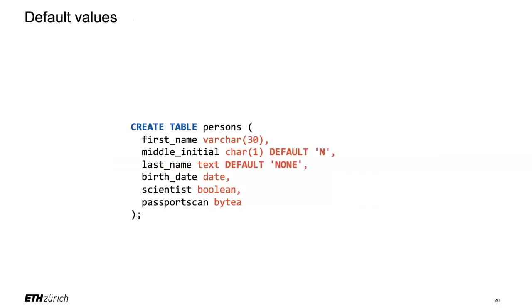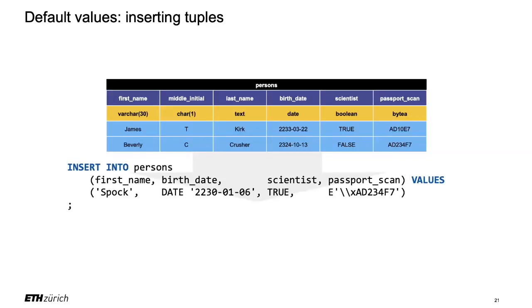Okay. All right, so now I'm saying if I don't specify any middle initial or last name, then I want my middle initial to be N and my last name to be none, right? These are strings, right? Very important. None is not a special value. It's really the string N-O-N-E, right?